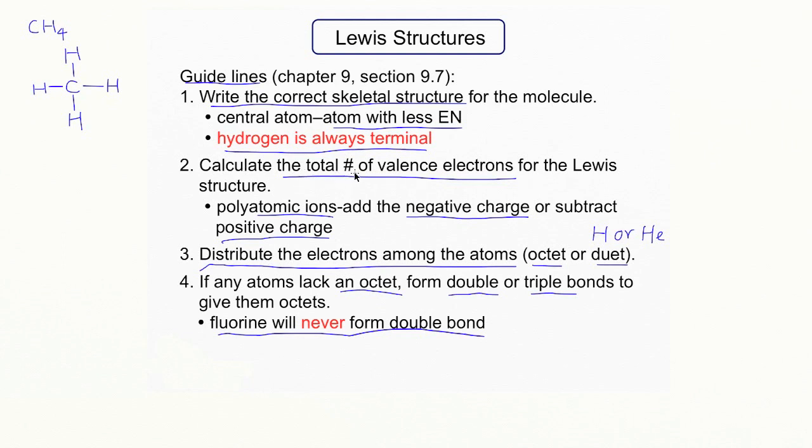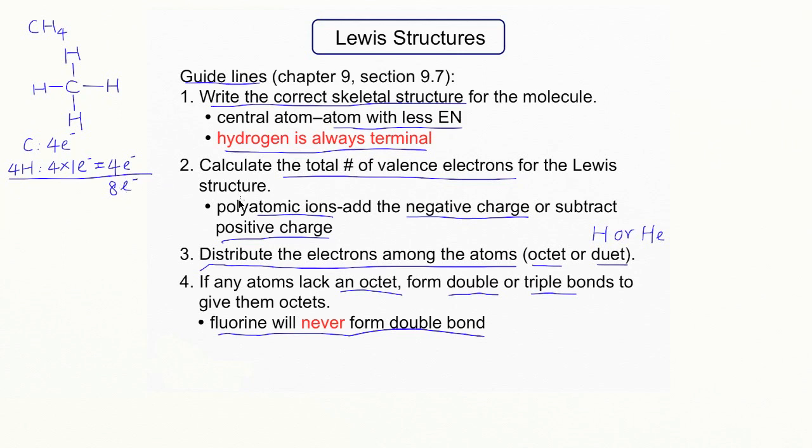Step 2, calculate the total number of valence electrons for the Lewis structure. Now, carbon, we know that because it's group 14, so 14 minus 10, that means it has 4 valence electrons. 4 hydrogens. Each hydrogen, we know, has only 1 electron, so 4 times 1 electron, so the total is 4. Sorry about the equal sign here. 4 electrons from 4 hydrogens, then the total valence electrons would be 8.